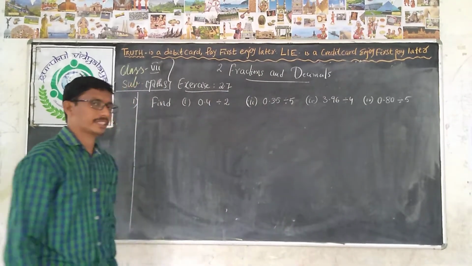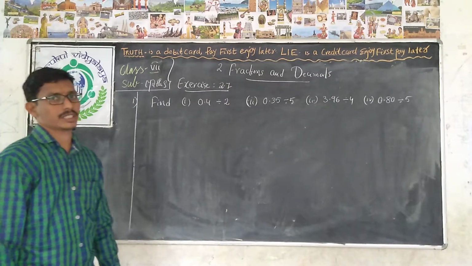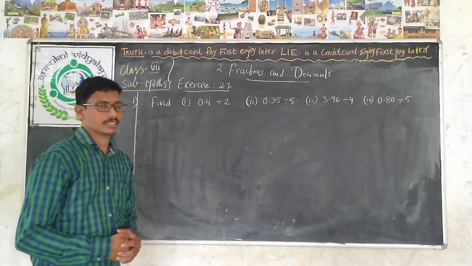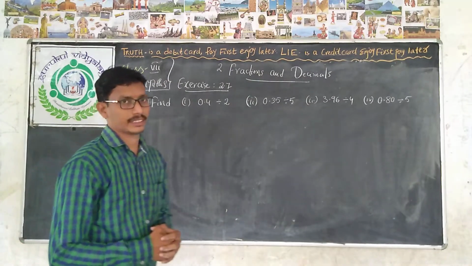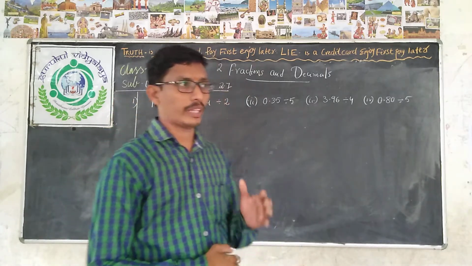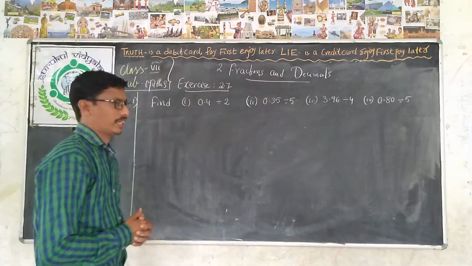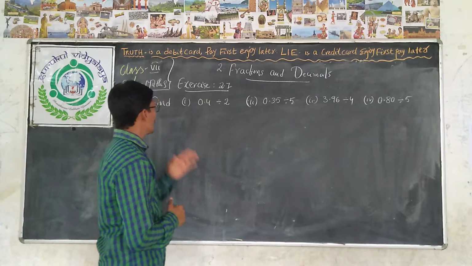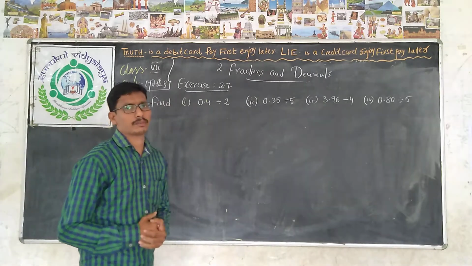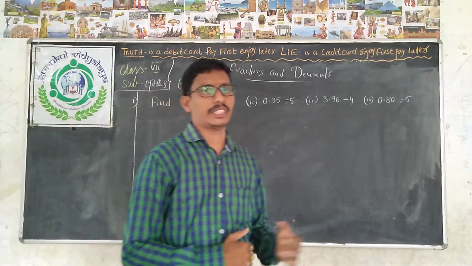Okay, in the previous class we already learned some exercises from fractions and decimals. Up to exercise 2.6 is completed. Now coming to exercise 2.7. Okay, so here some decimal fractions are given in the divisions.